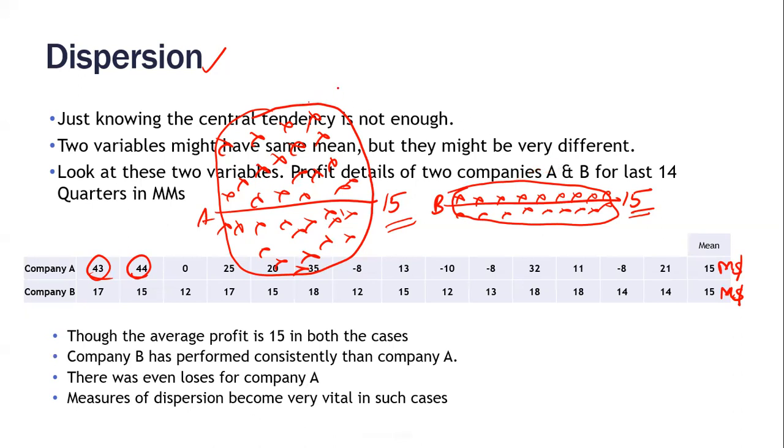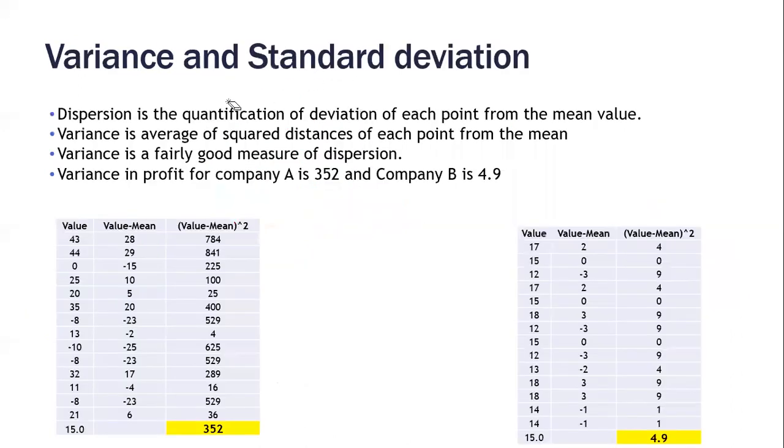How do you quantify it? How do you give a number? A has a higher number, B has a lower number. How do you quantify it? Using a measure called variance. Variance is a measure of dispersion.